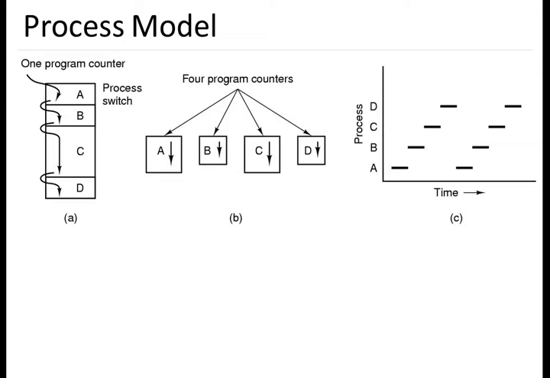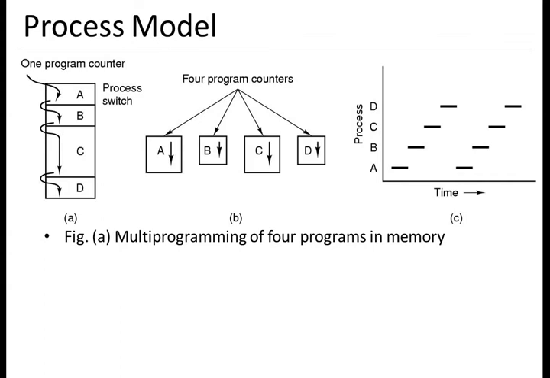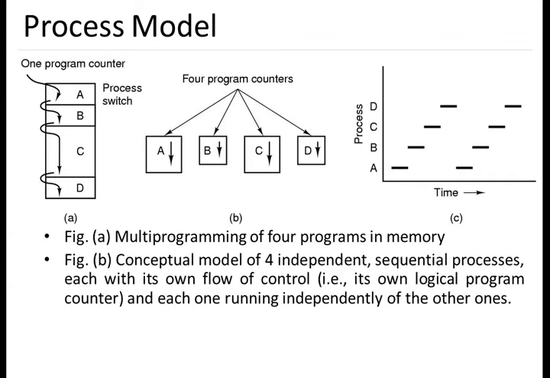Let's pick up the first image, that is A. In this there are a total of 4 processes in RAM. So what does it mean? Multi-programming of 4 programs in memory. Now in image B, it is representing the conceptual model of 4 independent sequential processes, each with its own flow of control.